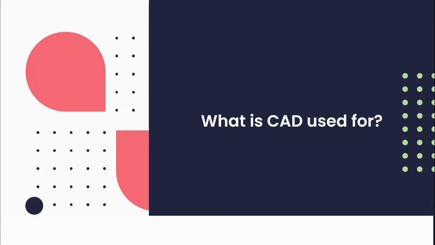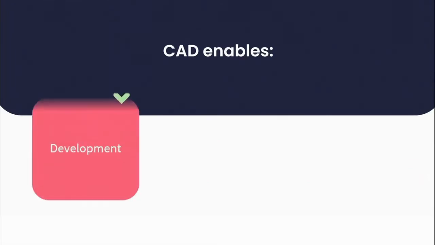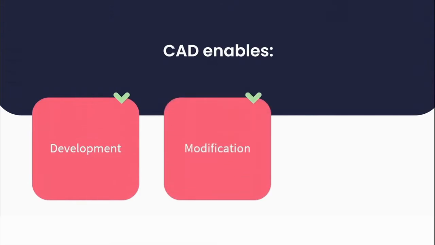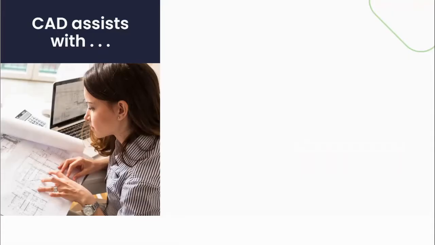The next question to ask ourselves from here is, what is CAD used for? In its simplest form, CAD assists users in creating two-dimensional and three-dimensional design work to be able to visualize the construction output. So CAD enables the development of drawings, the modification of drawings, and optimization of the design process, hugely important in this industry. CAD is vital and assists us with the following aspects.